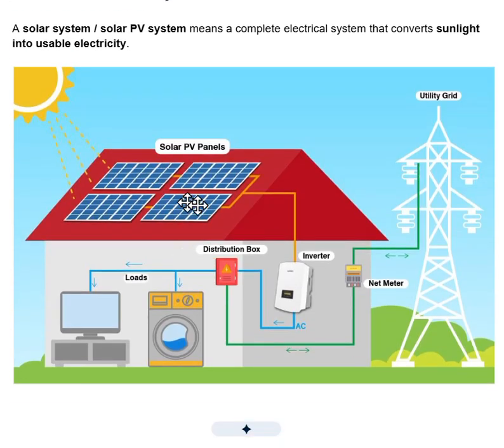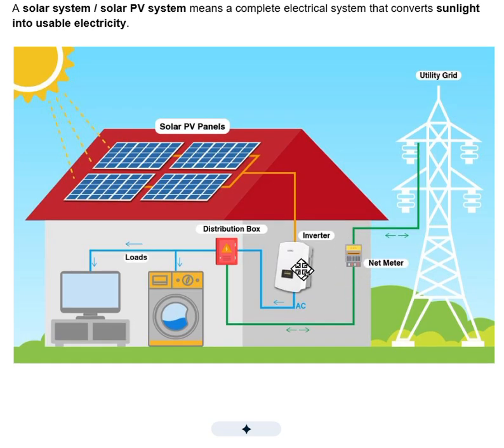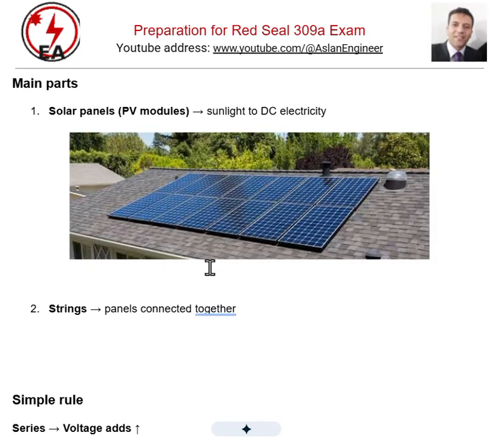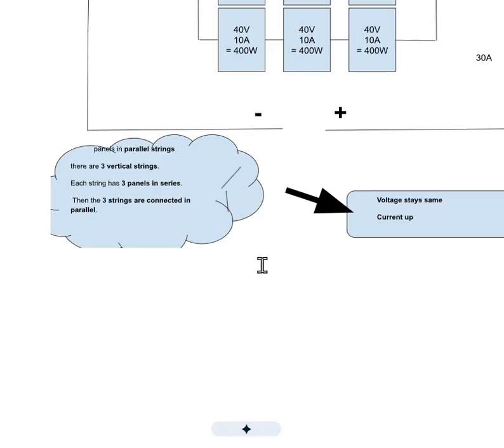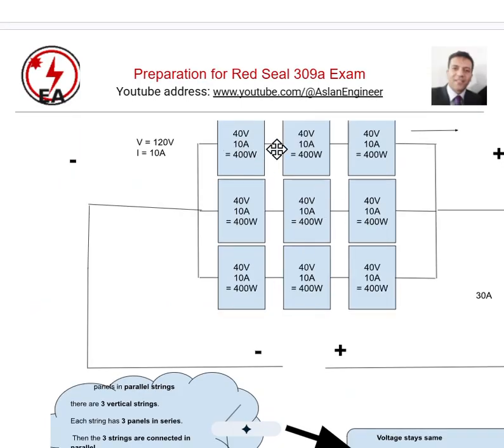We have a string of panels on the top of a roof. They go to the inverter. The inverter gives us AC power, and AC power goes to the house or even to the grid with the bidirectional meter. So we have here the calculations for this one: the series, the string of the panels, 3 panels in series, and we have 3 strings.